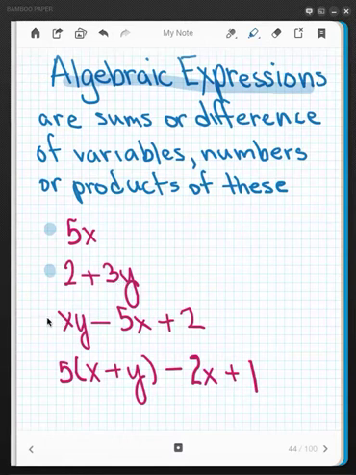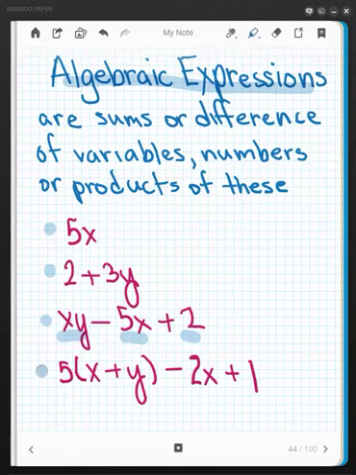So the third expression that I've shown here is more complicated yet. This one has 1, 2, 3 terms. You see one subtraction here and one addition here, which separates this first term, this second term, and this third term. The first term is a variable times a variable. The second term is a number times a variable, and the third is just a number.